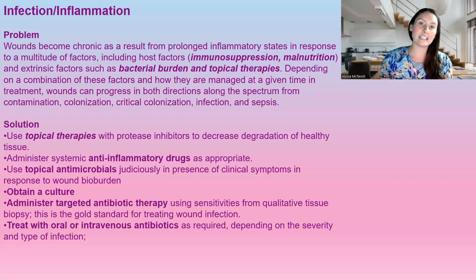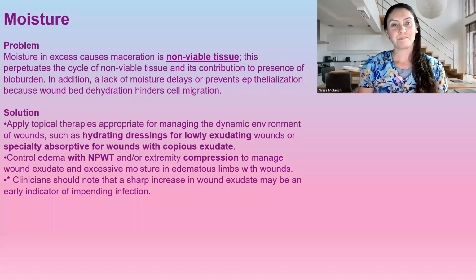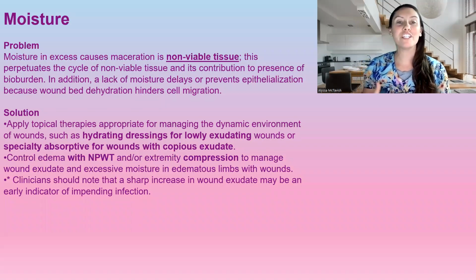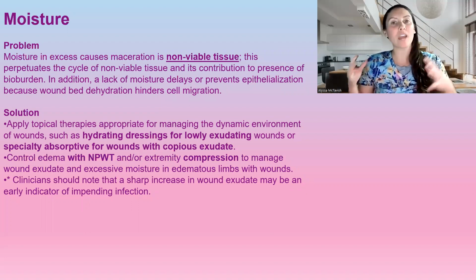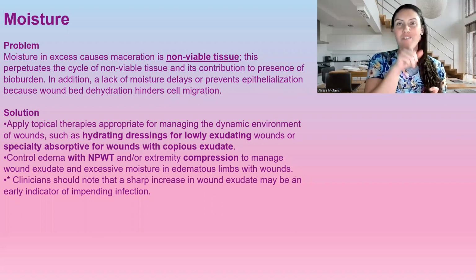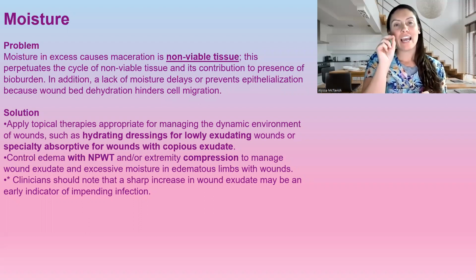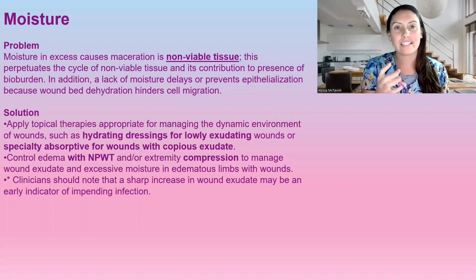We need a culture and sensitivity to see what type of antibiotics is appropriate. So targeted antibiotic therapy. And sometimes we either treat it orally or intravenously, depending on how bad the infection is. Next, we have moisture. So excess moisture creates maceration. Maceration is when you get that white tissue outside of the wound because it's been so moist there, okay?